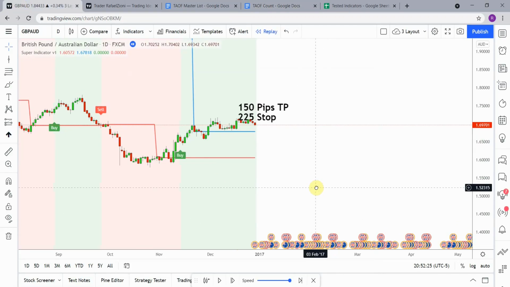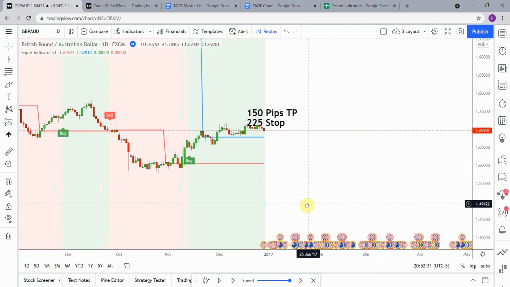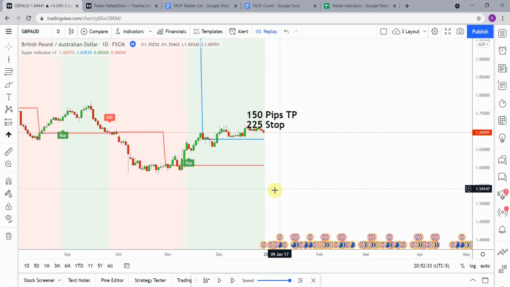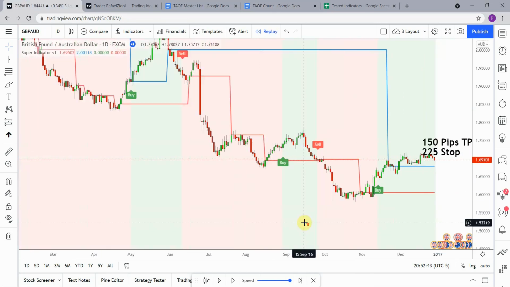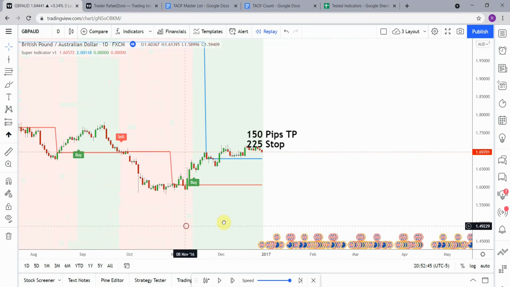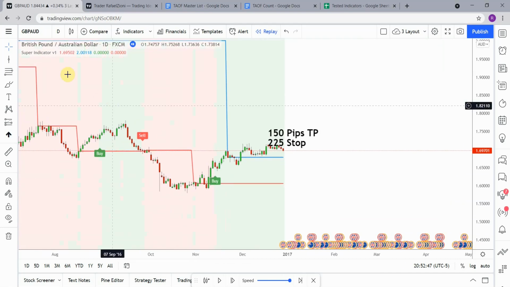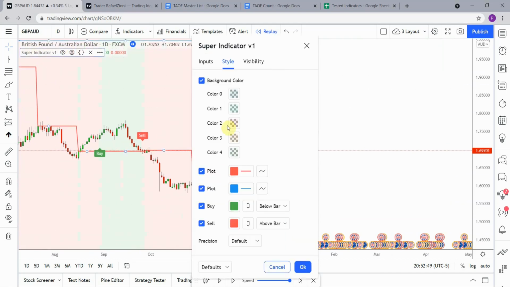Alright, so today's indicator is the super indicator, and you can see it here on screen. There's a few visual parts to this, which I'm actually going to go ahead and turn off, especially this background coloration, because once we get fully into the testing, it creates some visual problems in my opinion.